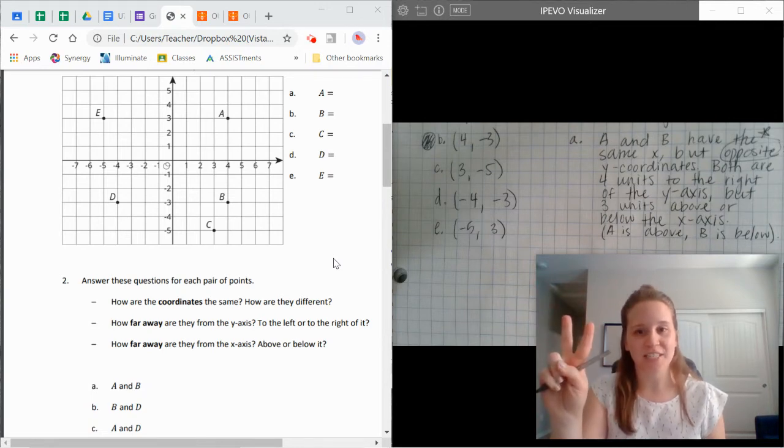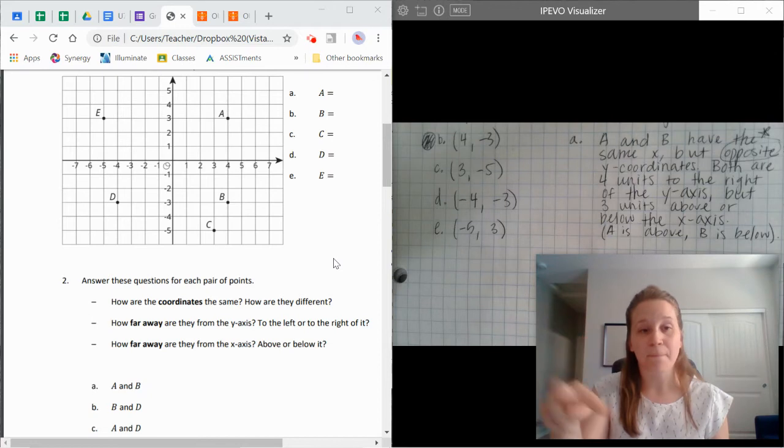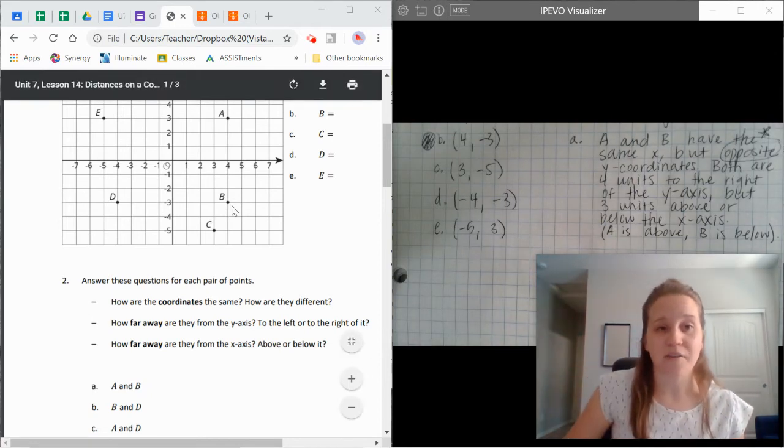There are two strategies that I notice are helpful here. One is you could plot these points on a graph, they're already plotted, and you could count how many boxes apart they are. I could count 1, do you see my mouse? 2, 3, 4, 5, 6, 7, 8.